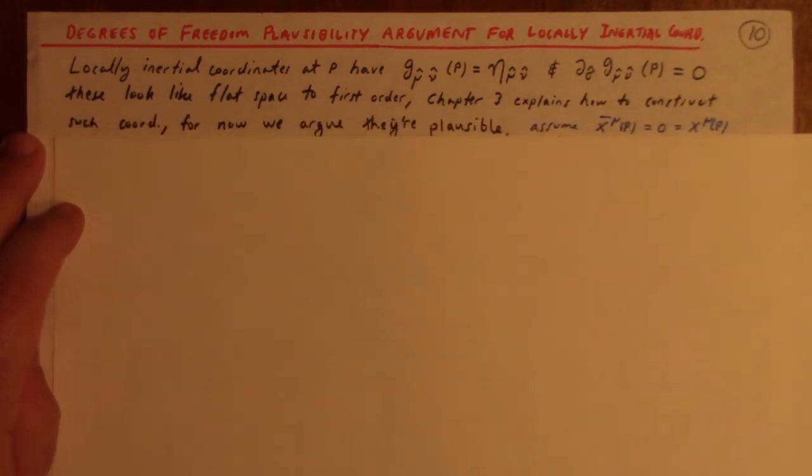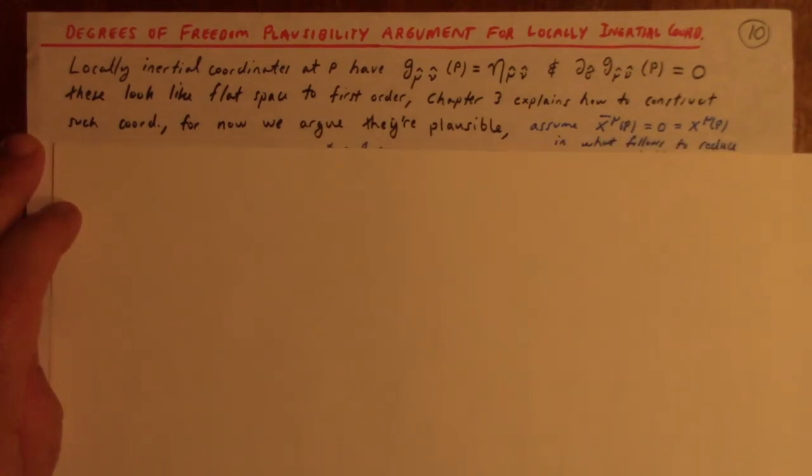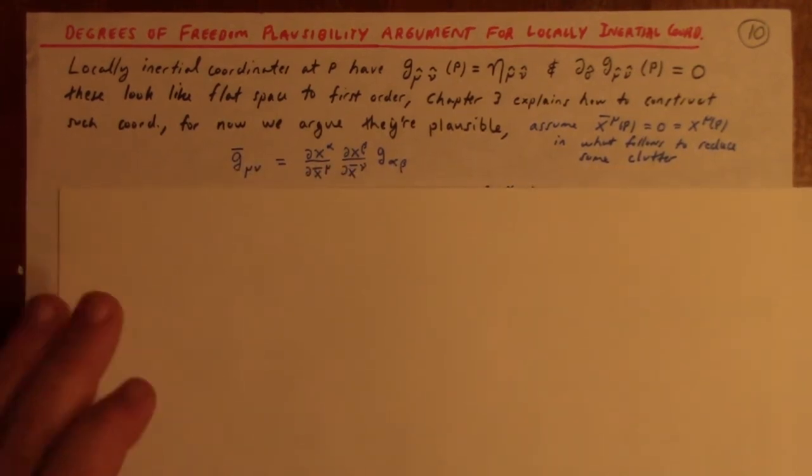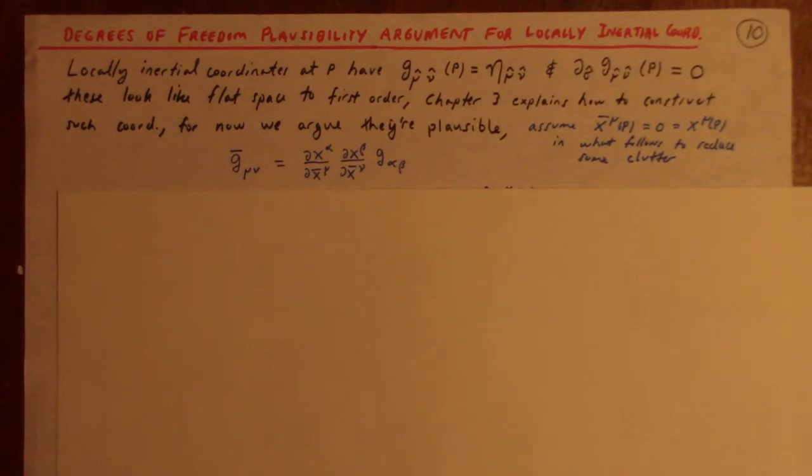And in chapter 3, we actually will explain how to construct such coordinates. For now, we're just going to argue that they're plausible. And for convenience, we're going to assume that our coordinate system and our transformed coordinate system are both 0 at the point P. So let me explain the logic of what's going on here. We're starting with a perhaps arbitrary metric without the bars, the g alpha beta, and we want the g bar mu nu to be eta, all right?